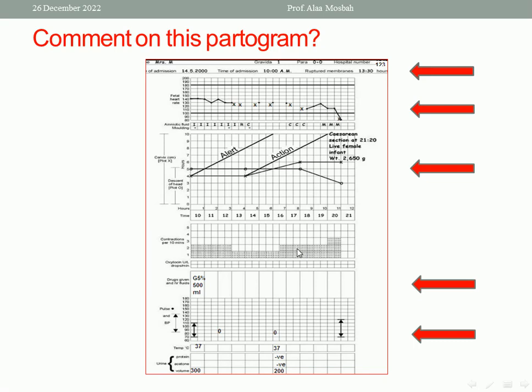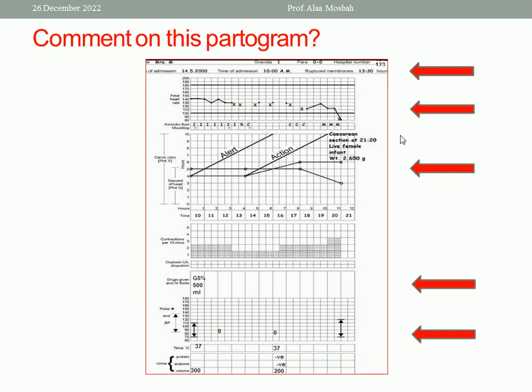Okay? I hope it is clear for you. If I am doing follow-up for this case, I should augment labor with oxytocin infusion here, in this time, before reaching the action line. But after reaching the action line, you should take a decision, because there is arrest in the progress of labor.